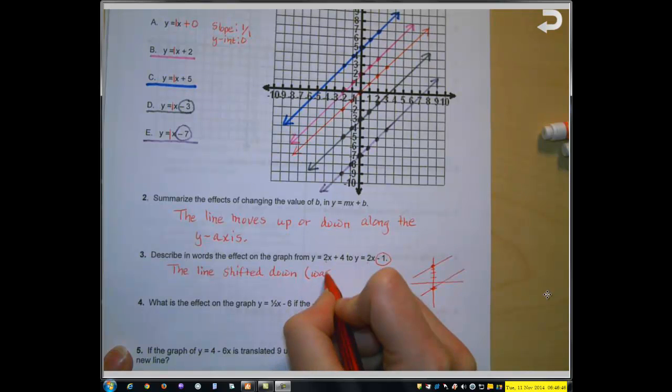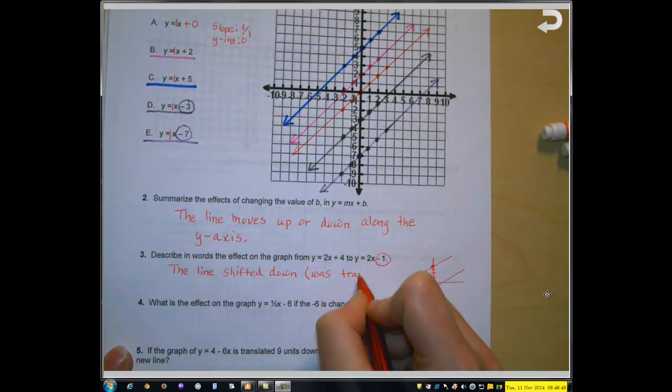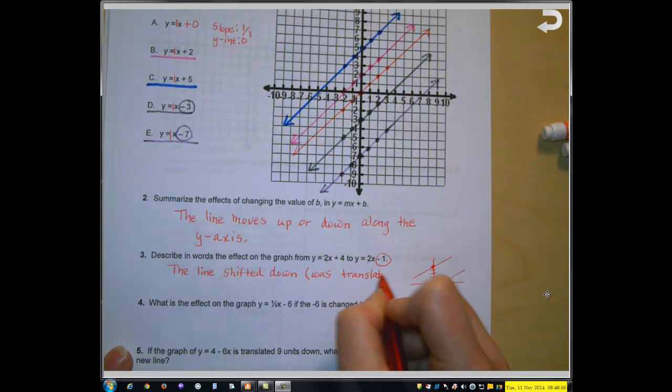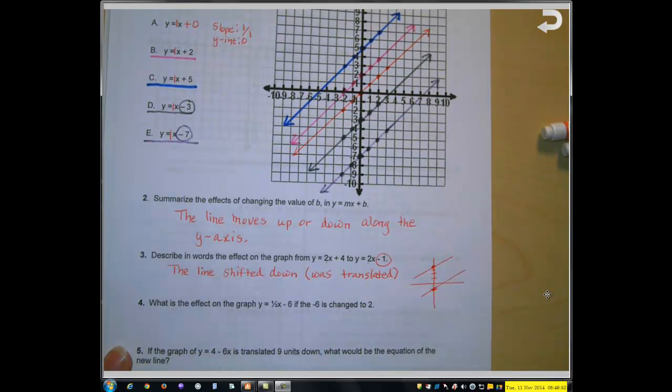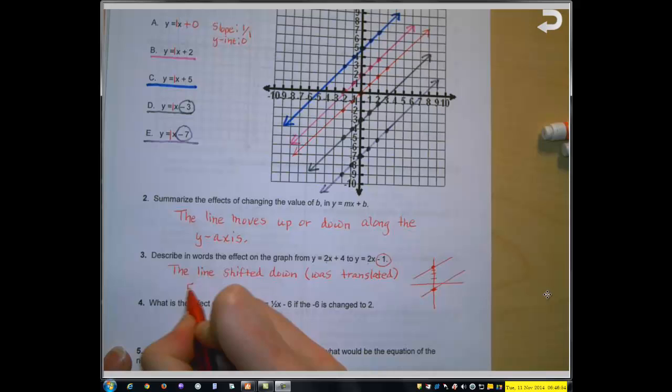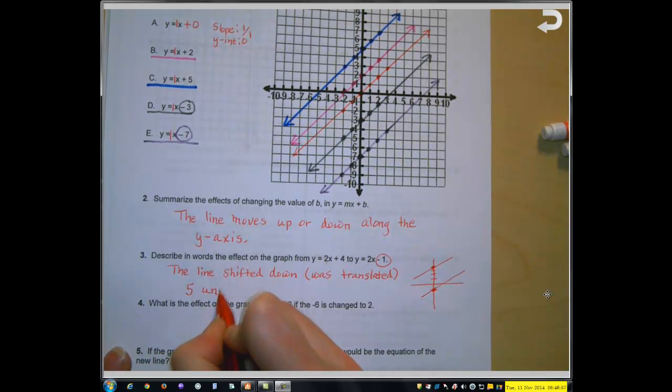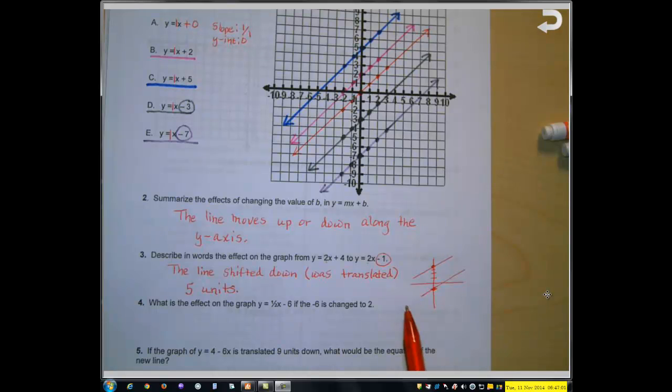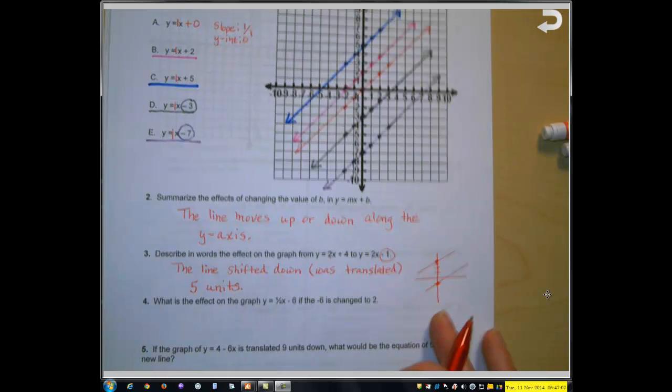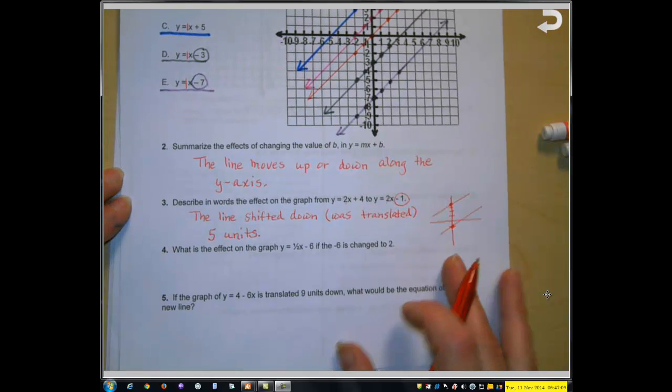Say was translated. The line shifted down 5 units. Or the line was translated 5 units down. Pause the video and answer 4 and 5 on your own, and then we'll review the answers together.